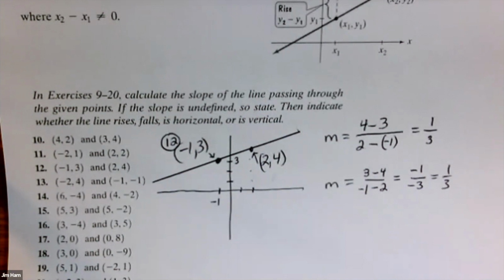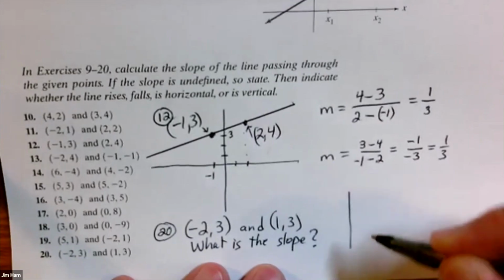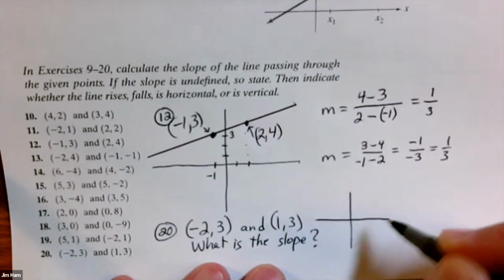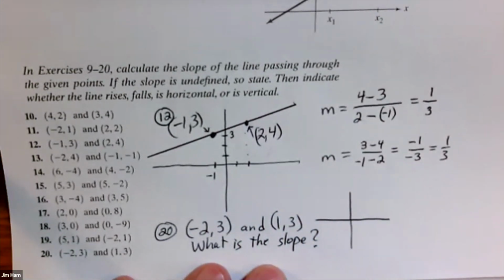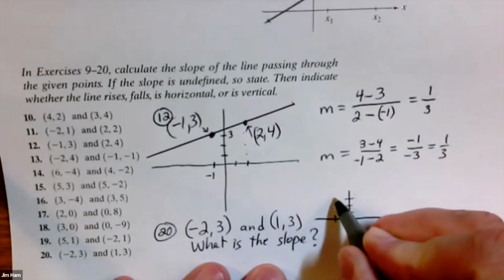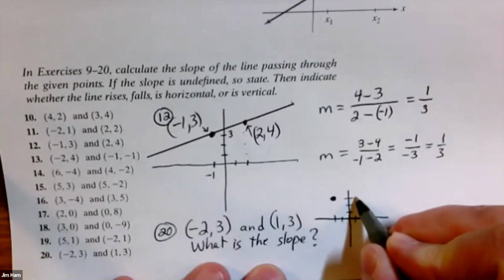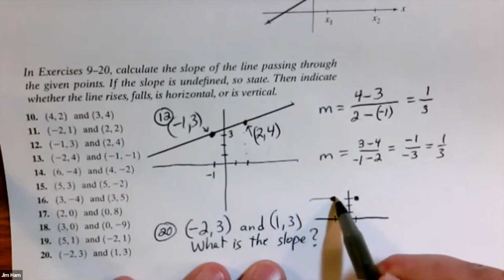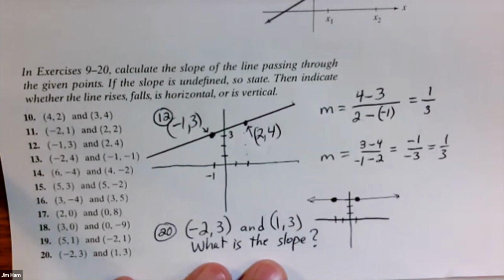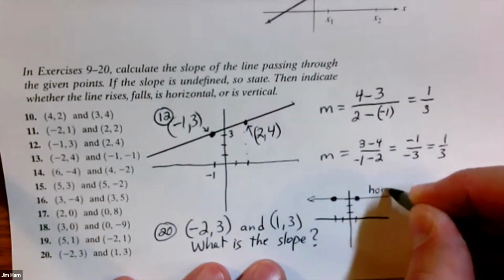Okay, why don't you do number 20? -2, 3, and 1, 3. I always like to draw the graph because a lot of times that can tell me what's going on here. -2, 3, right there. And 1, 3 is right there. And if I connect those two together, I get this line that is neither increasing nor decreasing. This is a horizontal line.